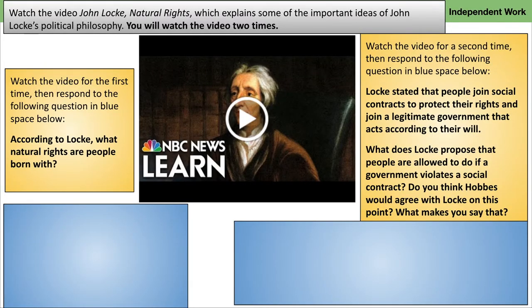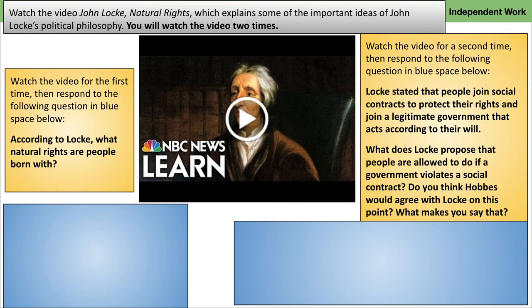Next, you'll watch the video John Locke, Natural Rights, which explains some of the important ideas of John Locke's political philosophy. You will watch the video 2 times. Watch the video for the first time, then respond to the following question in the blue space below. According to Locke, what natural rights are people born with?